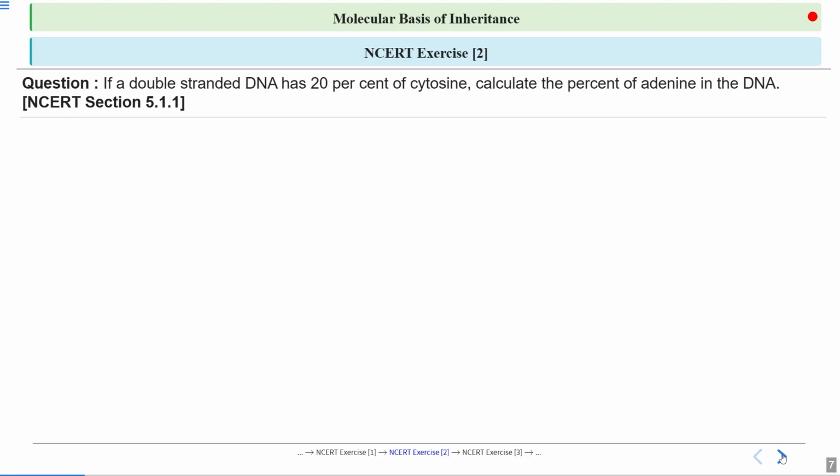Next question. This is NCERT exercise question number 2, and it says: if a double-stranded DNA has 20% of cytosine, calculate the percent of adenine in the DNA. This is from NCERT section 5.1.1. So there is a double-stranded DNA with 20% cytosine in it, and we have to calculate the percentage of adenine in that DNA. Let's see how we can solve this question.